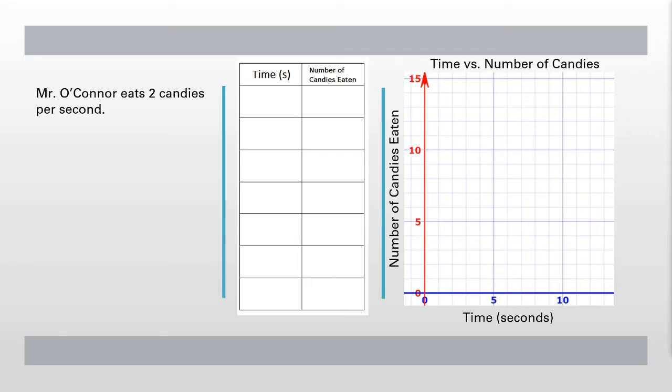Alright class, I have a confession to make. Since quarantine began, I've been eating way too much candy. In fact, I timed myself the other day and I was eating 2 candies per second.